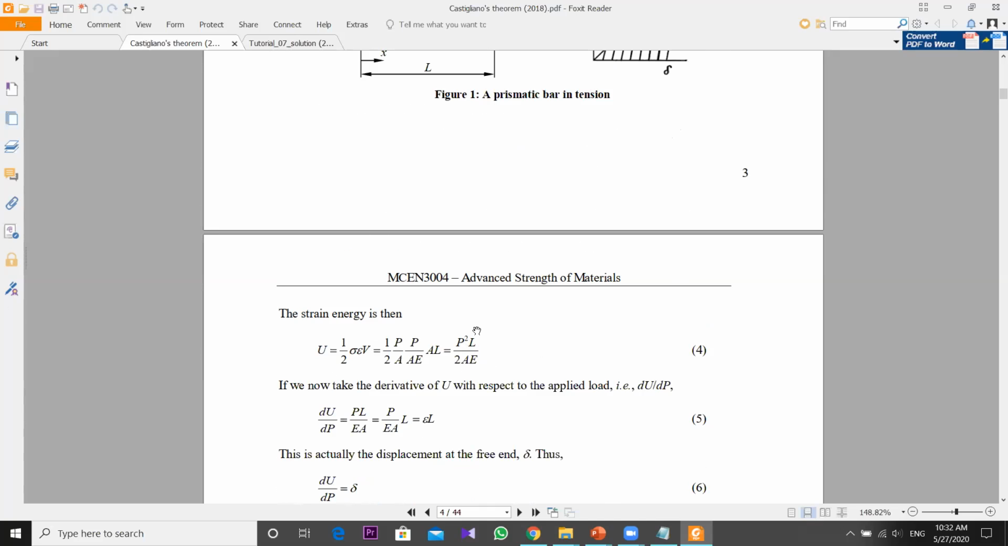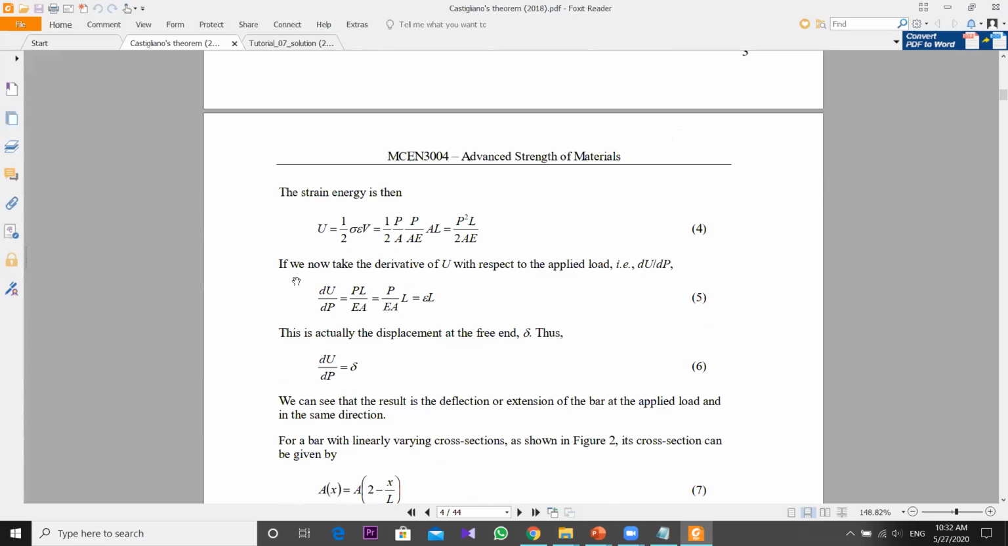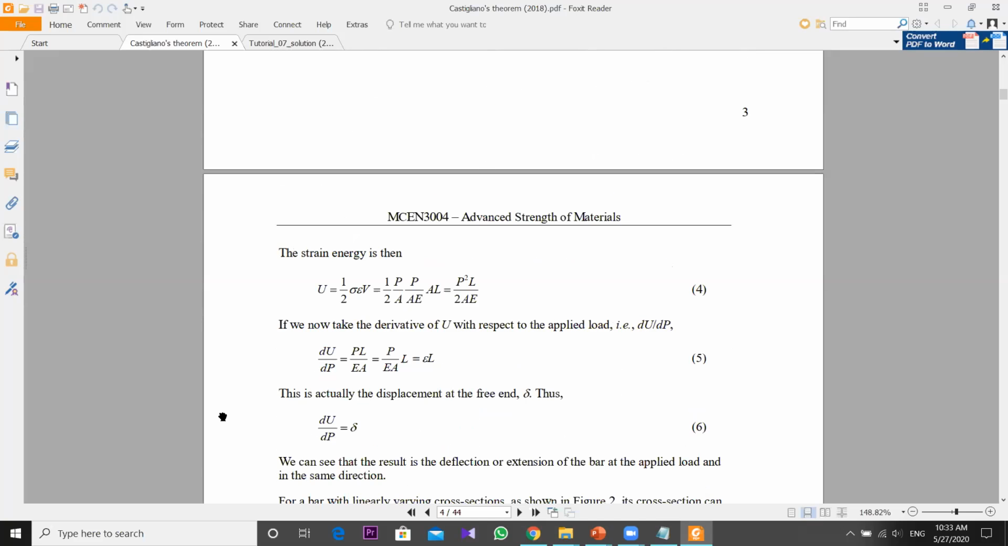Okay, so in the Castigliano theorem, we explain this one in a different way. I will explain it here, but later on I will explain what the Castigliano theorem is. If we now take the derivative of U with respect to the load, this P load, you can see here the first derivative.